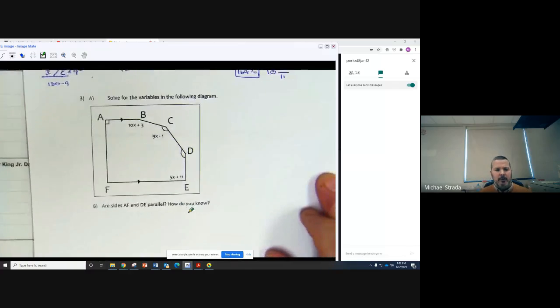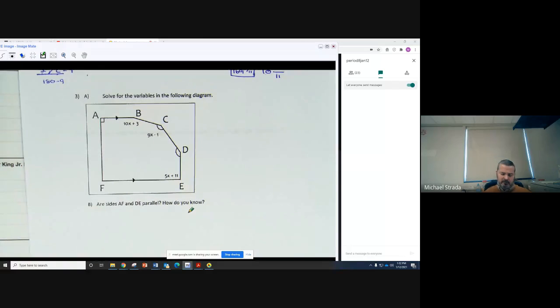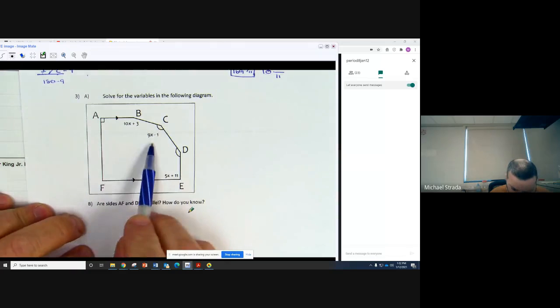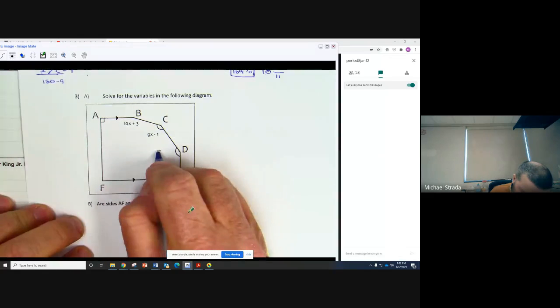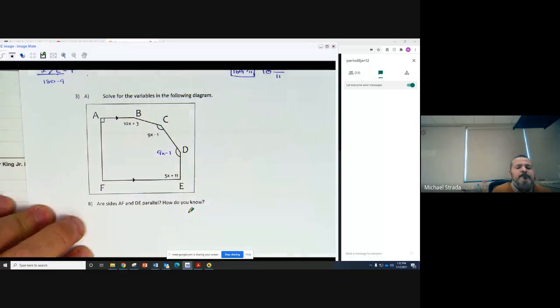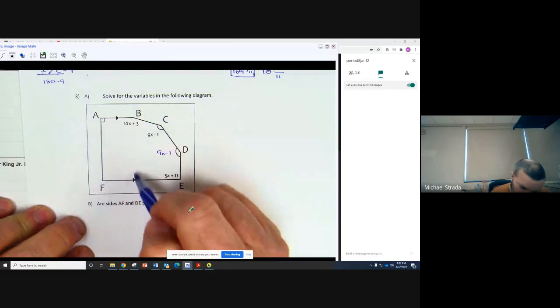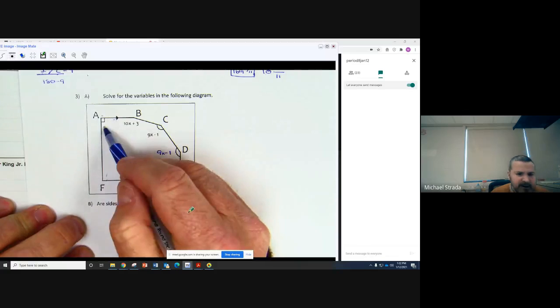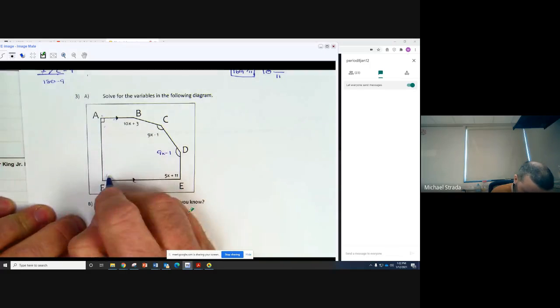Number 3A, solve for the variables in the following diagram. Now they give us these as congruent. So if that one is 9x minus 1, this was also 9x minus 1. They also tell us these lines are parallel, which means same side interiors are supplementary. So if that one is 90, this one is also 90.